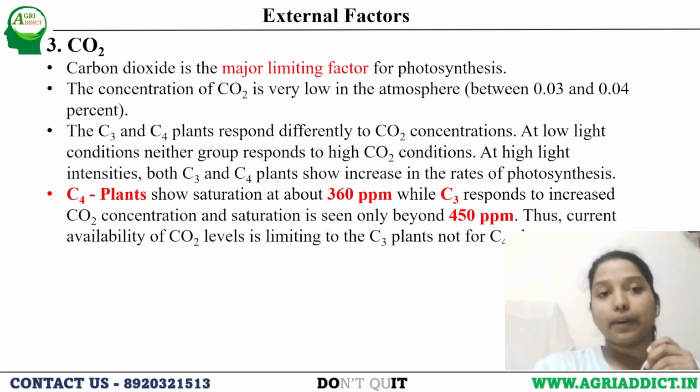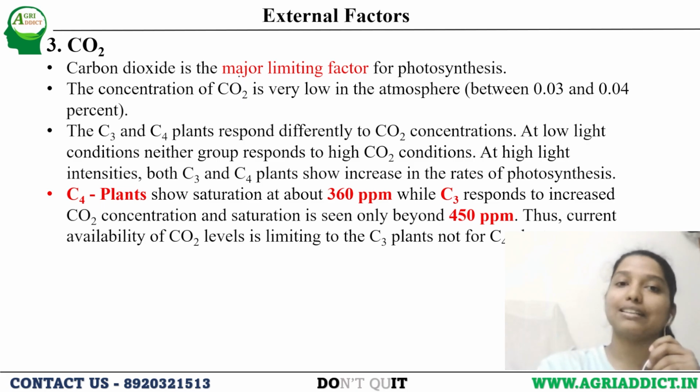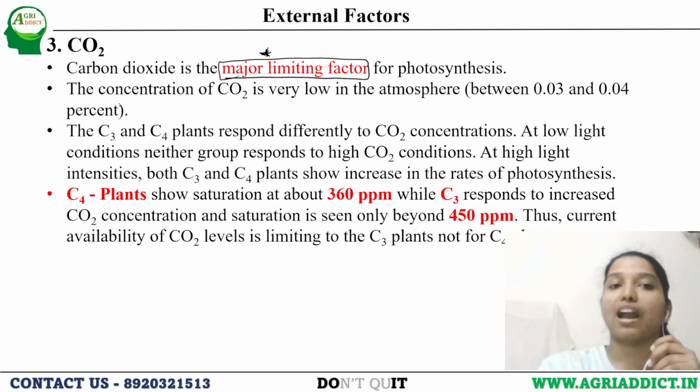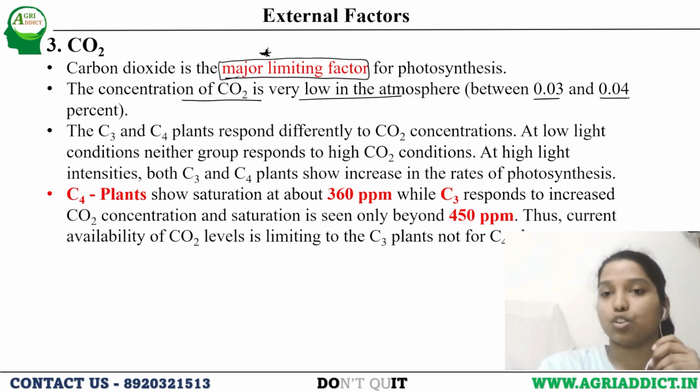Now comes carbon dioxide. Carbon dioxide is a major limiting factor for photosynthesis. This is important. It is a major limiting factor. The concentration of CO2 is very low, and in the atmosphere it is between 0.03 to 0.04 percent.